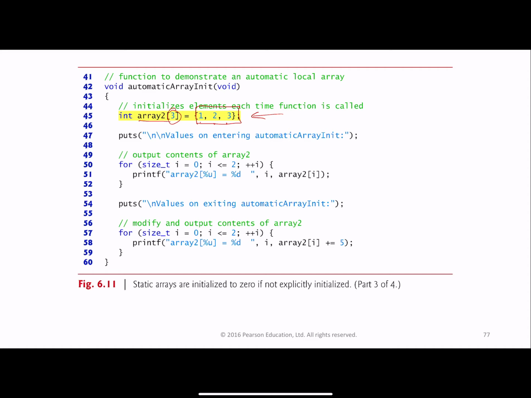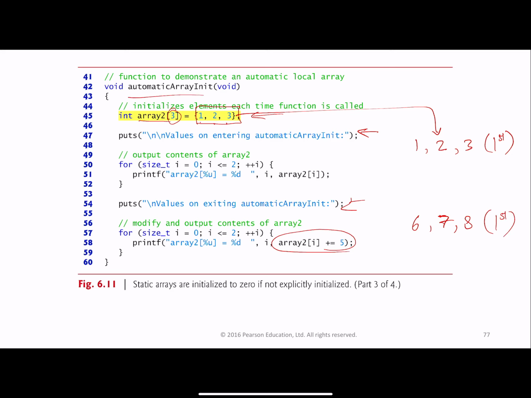The rest of the function is very similar in structure. We print out a string saying that we're printing out the initial values of this array. The initial values will, of course, be 1, 2, and 3 from here, the first time we call the function. Then we print out another string, and then we print out the elements of array2 again, but this time we add 5 to each element. So now we'll see 6, 7, and 8. Still the first time we're calling this function automatic array init.